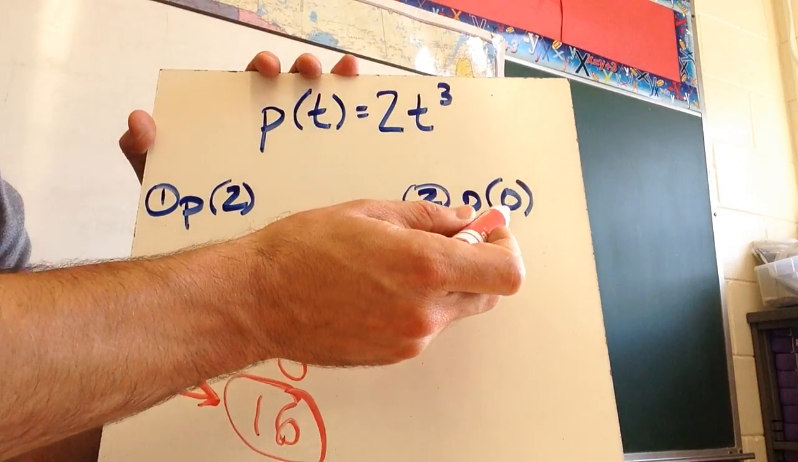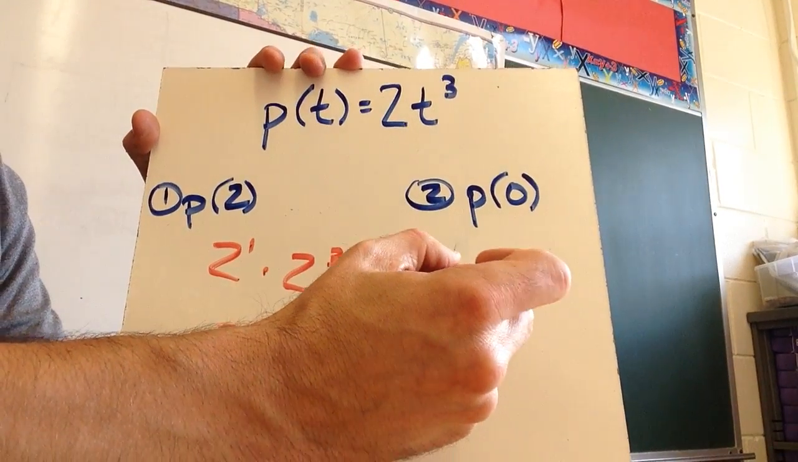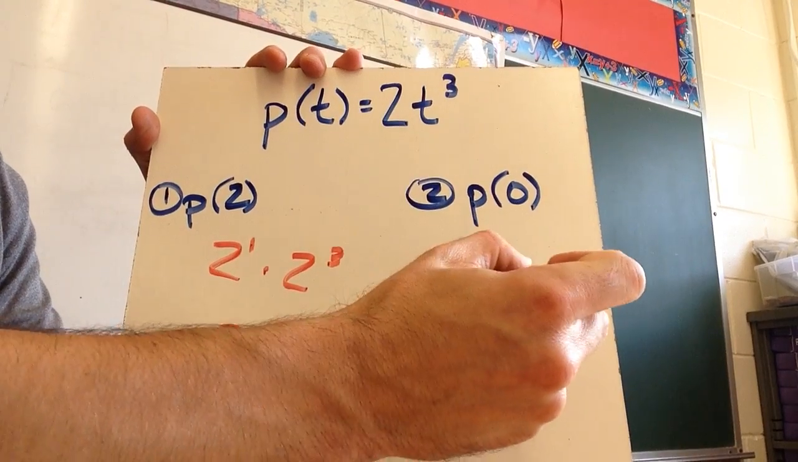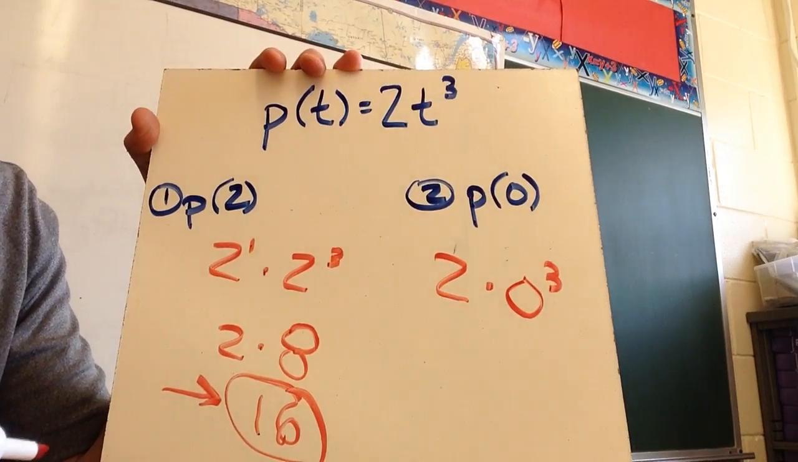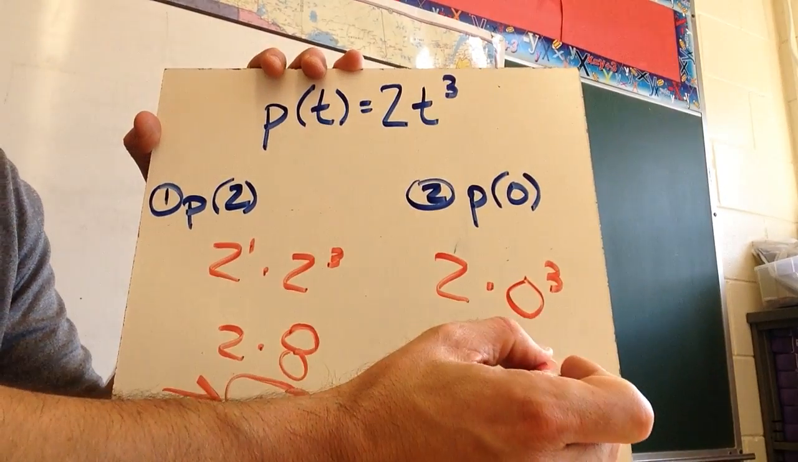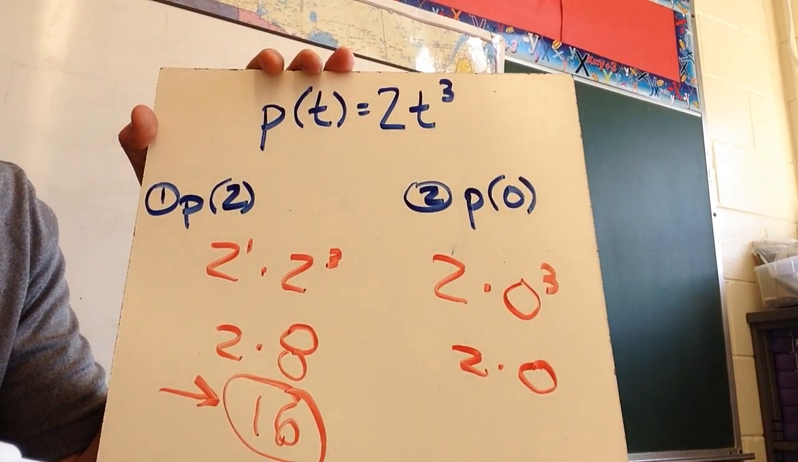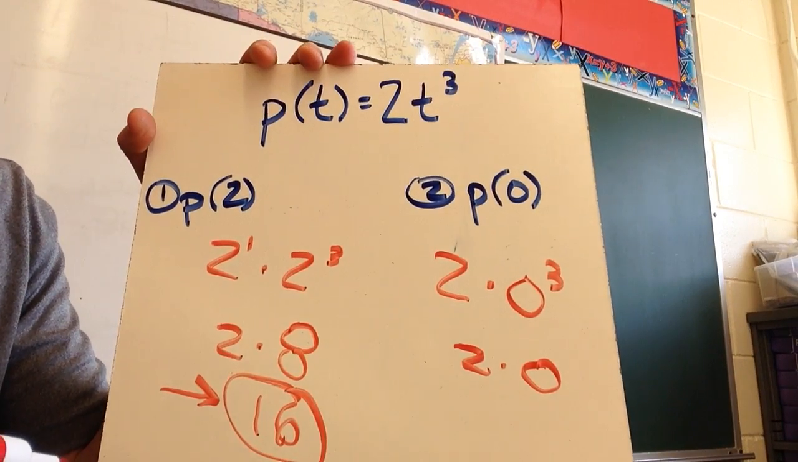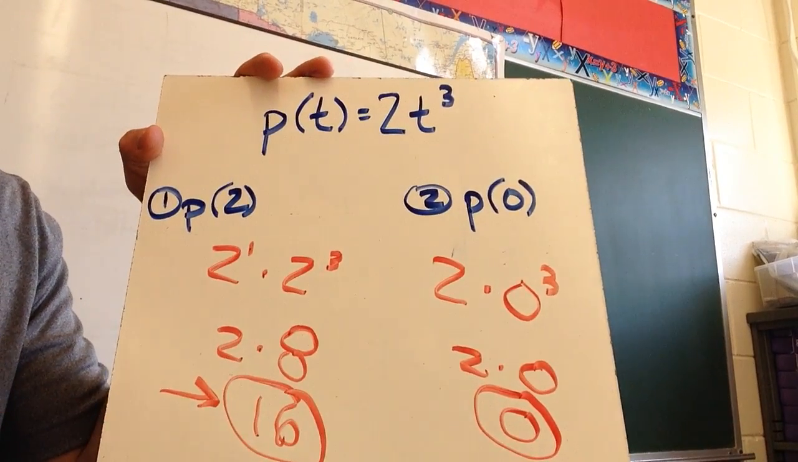And then finally, p of 0. I'm going to take a 0, put it in for t. So this becomes 2 times 0 to the 3rd power. 0 times 0 times 0 is still going to be 0. And then 2 times 0, hopefully you remember the multiplicative property of 0. 2 times 0 is 0.